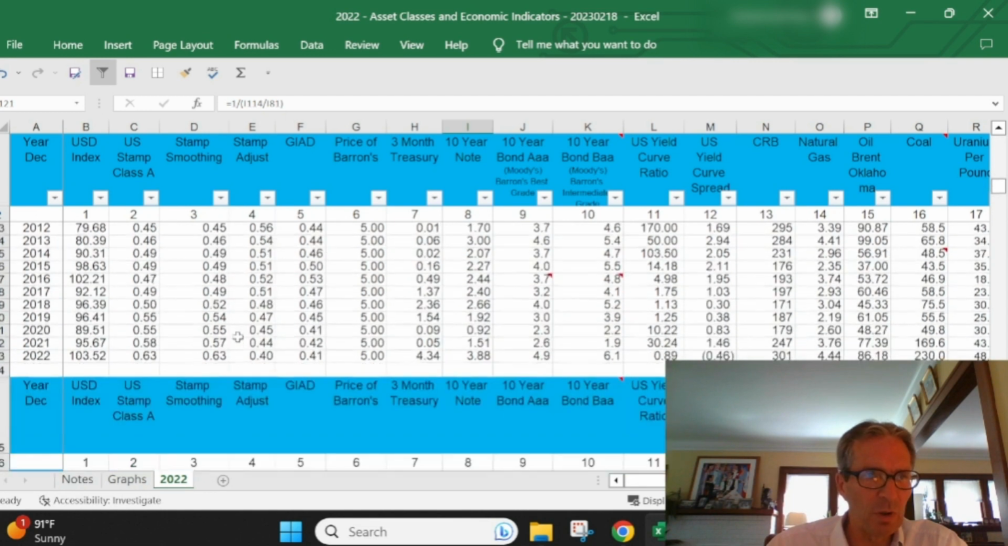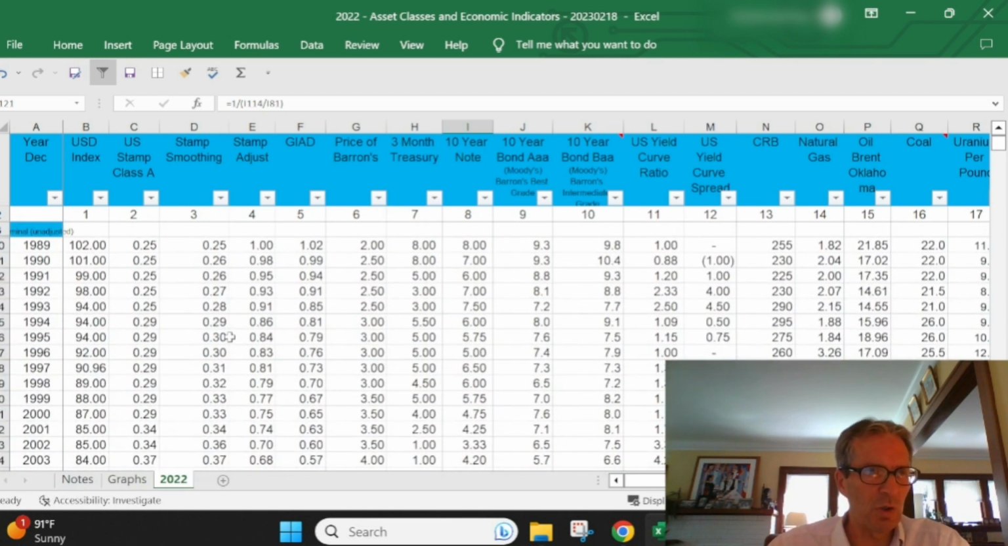So we will go back and we're going to start with the US dollar index. This is just a compilation of currency baskets, or currencies in a basket vis-a-vis the US dollar. It started out at 102 back in 1915. I believe it was 190, 195. So it's fallen quite a bit.